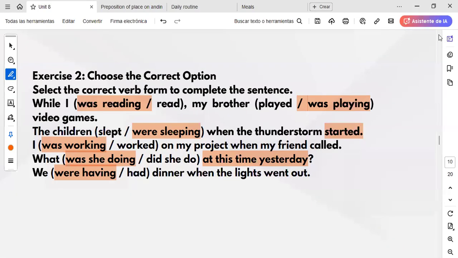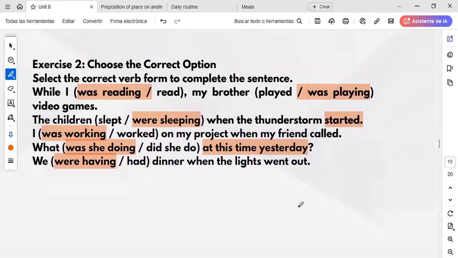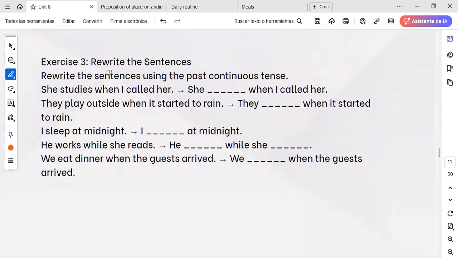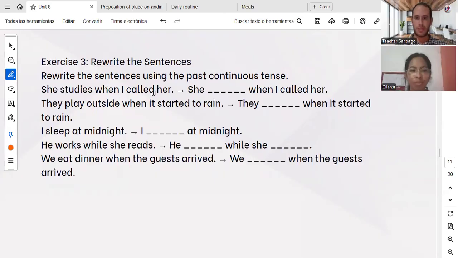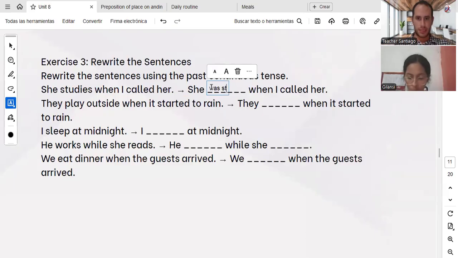So, Gilansi, let's practice a little bit more. This is easy, no worries. Rewrite the sentences. Write the sentences using the past continuous tense. So, for example, she studied when I called her. I'm going to help you with the first one. She was studying when I called her. Now, try with the next one, please.